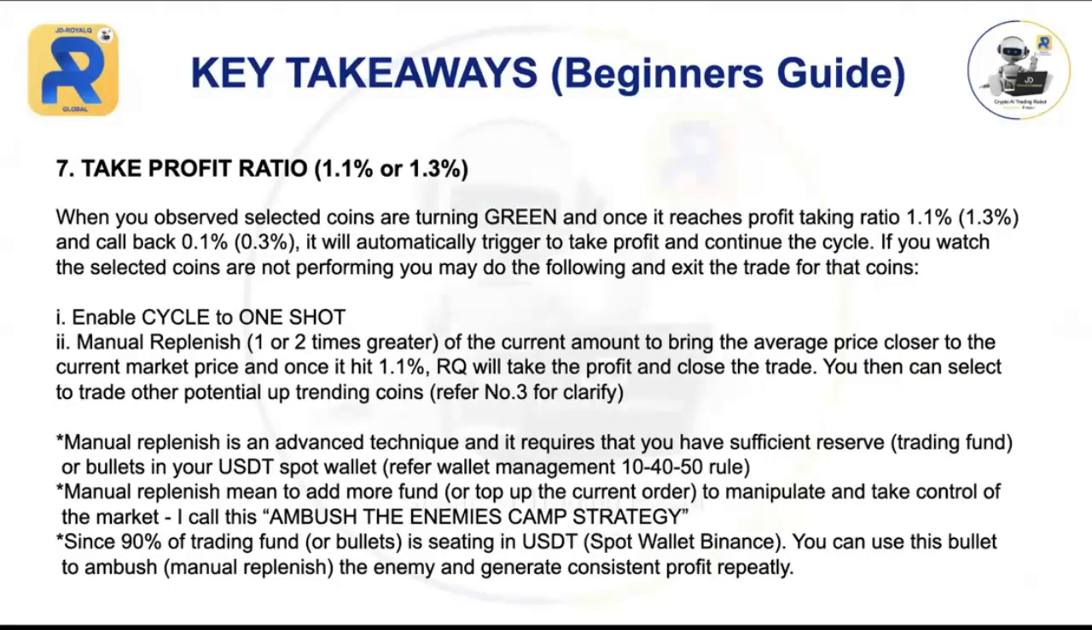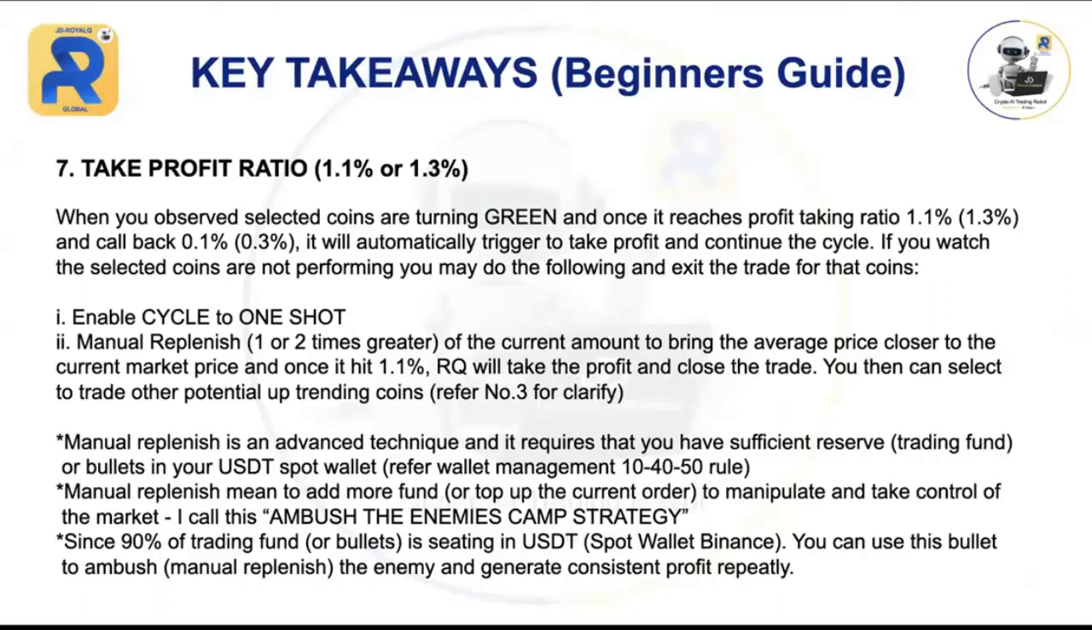Now, take profit ratio. Okay, some people put 1.1%, some people put 1.3%. It doesn't matter. At the end of it, you're still going to take 1% profit, right? Now, when you observe selected coins turning green, and once it reaches the profit-taking ratio of 1.1% or 1.3%, and calls back at 0.1 or 0.3, it will automatically trigger to take profit and continue the cycle.